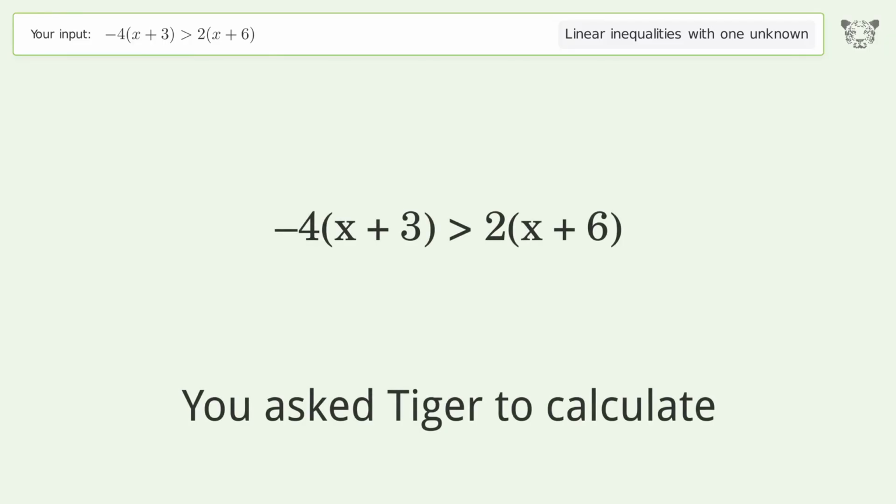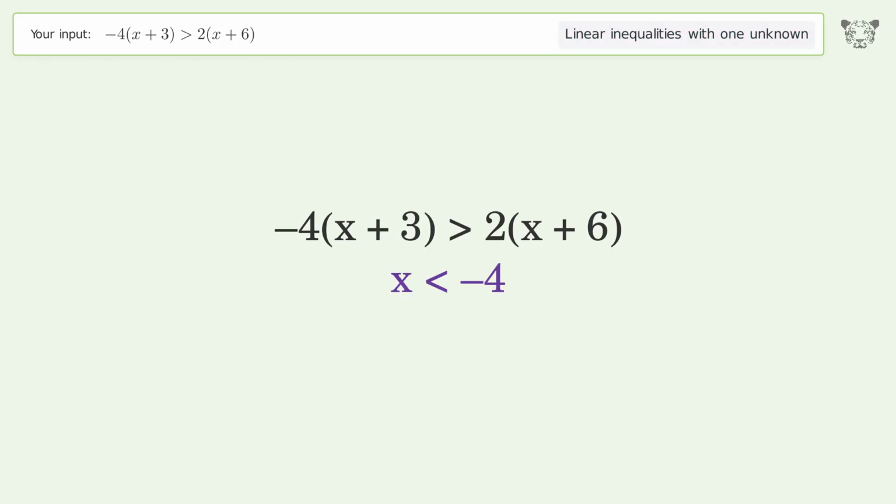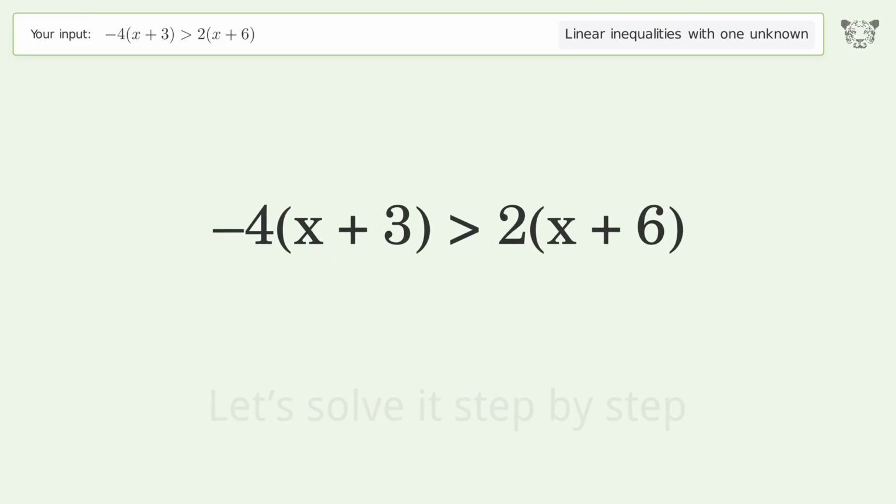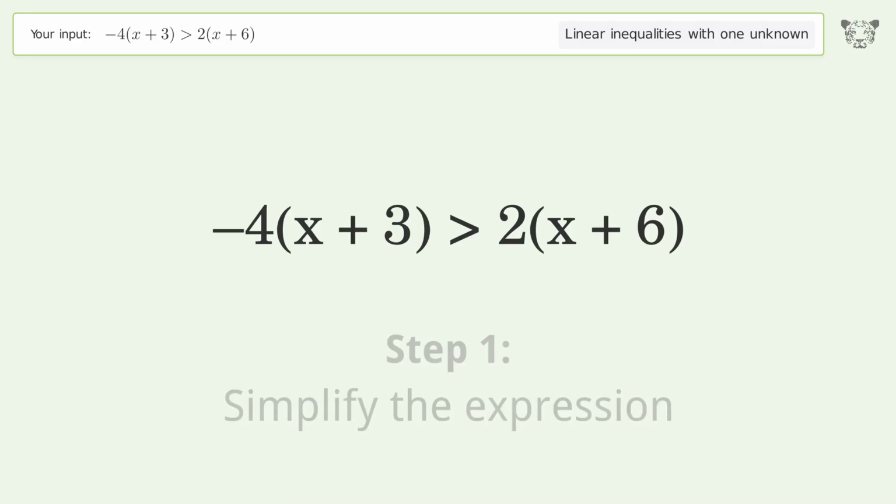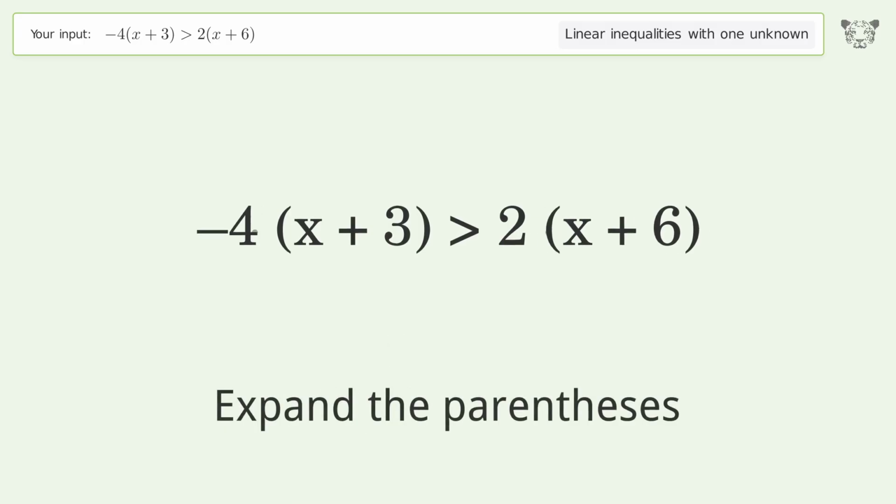You ask Tiger to calculate. This deals with linear inequalities with one unknown. The final result is x smaller than -4. Let's solve it step by step. Simplify the expression. Expand the parentheses.